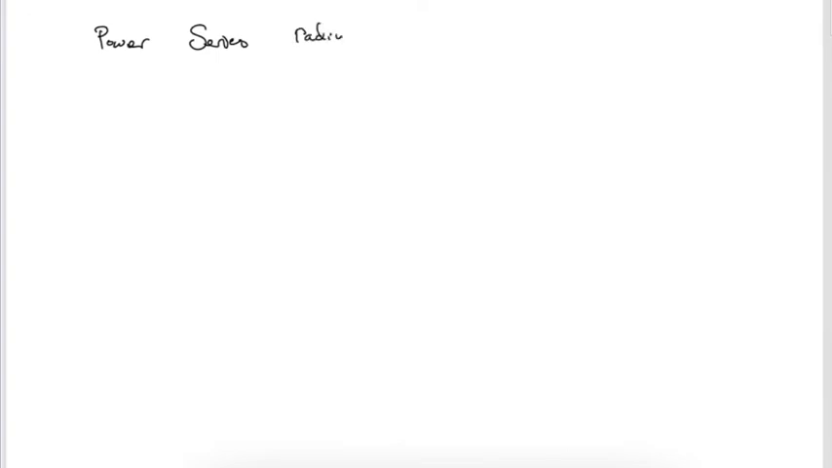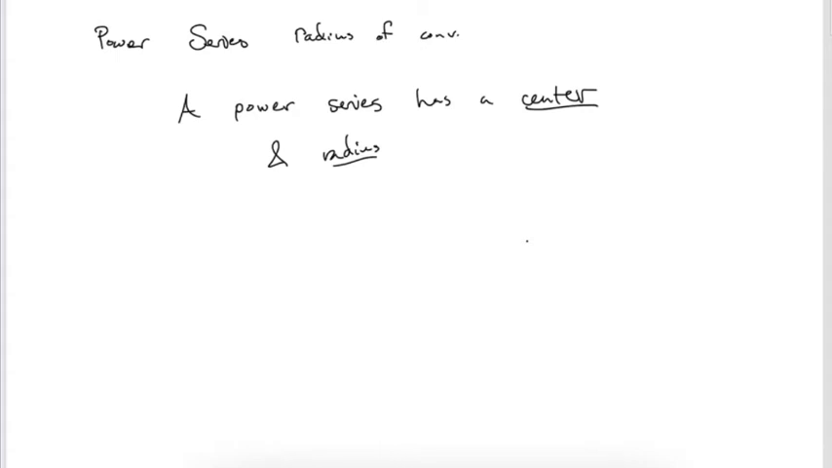Radius of convergence. Remember we had a theorem last time that said every power series has what we call a radius of convergence. A power series has a center and radius of convergence, so that there's always some number in the middle, and the x's for which the series converges lie in some kind of interval.